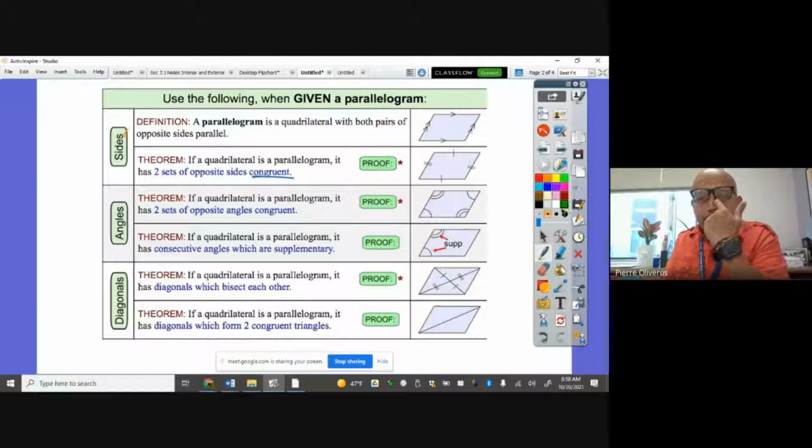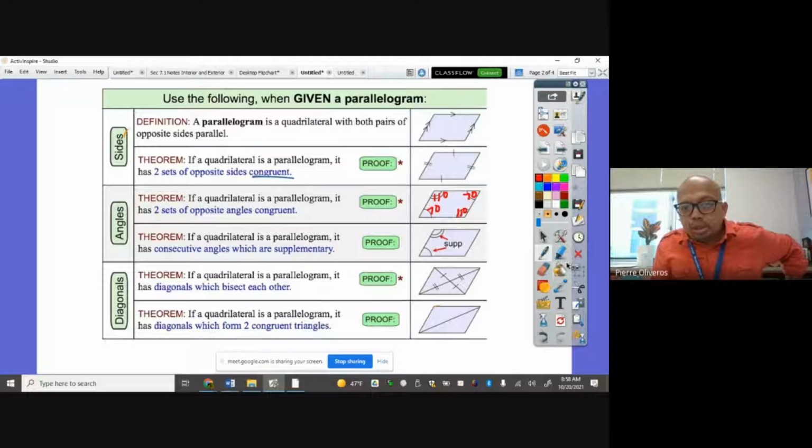Theorem on angles. If a quadrilateral is a parallelogram, it has two sets of opposite angles that are congruent. So the opposite angle, on the other corner of the quadrilateral or parallelogram, needs to be congruent there. And also the other opposite angles need to be congruent. Okay? So meaning to say, if I tell you that this one is 70, this has to be 70. If I tell you this is 110, this has to be 110.